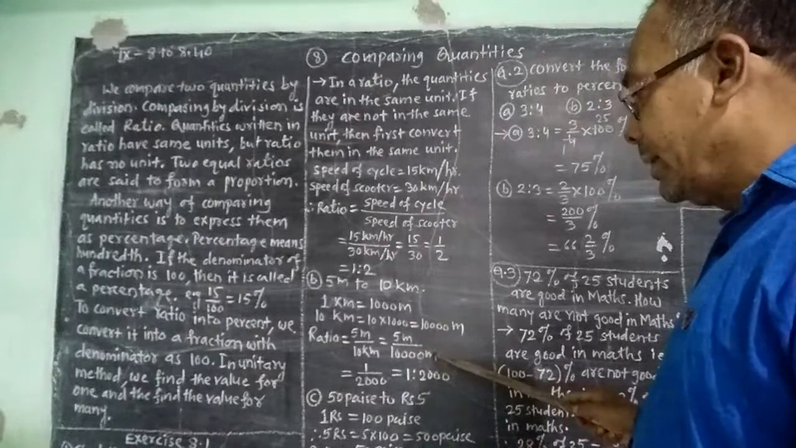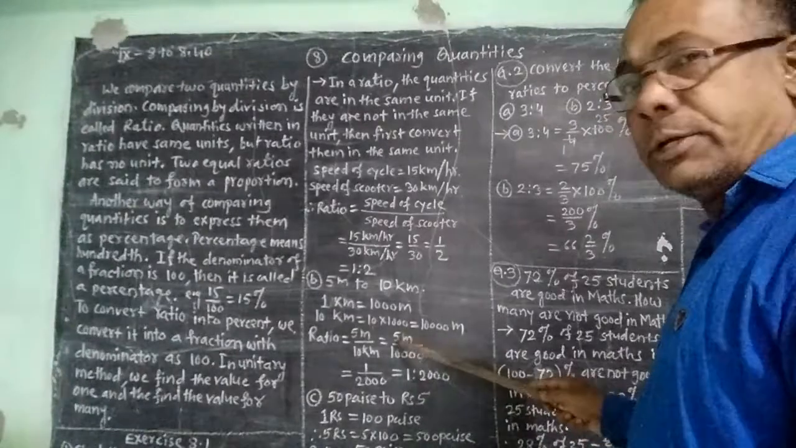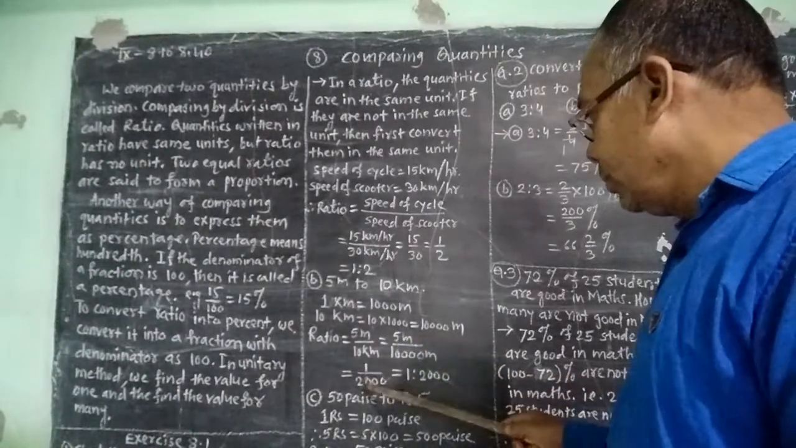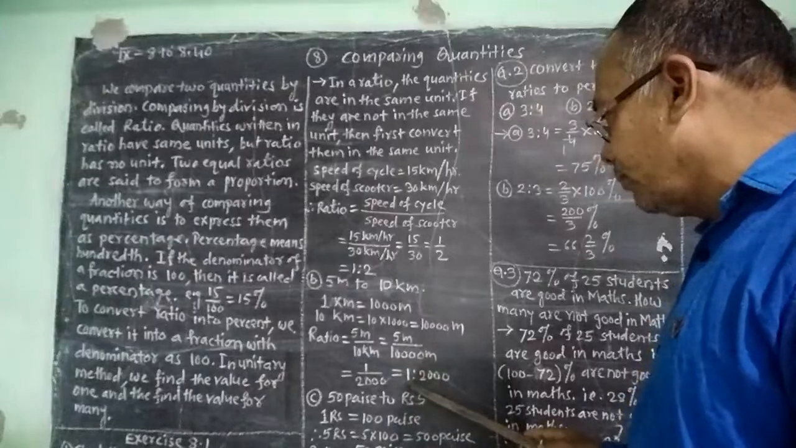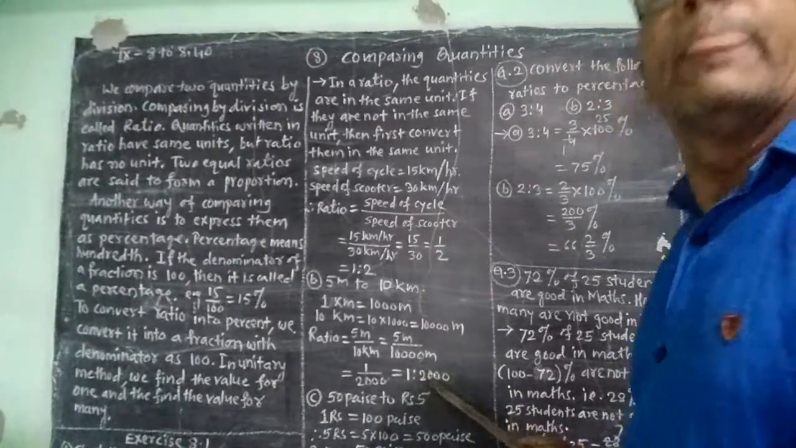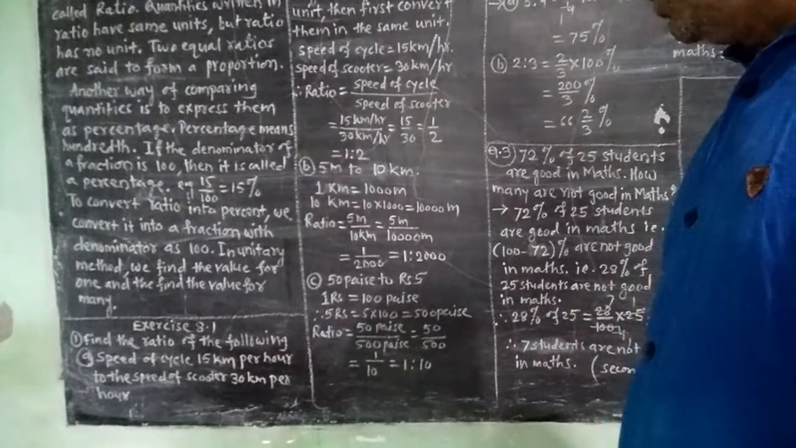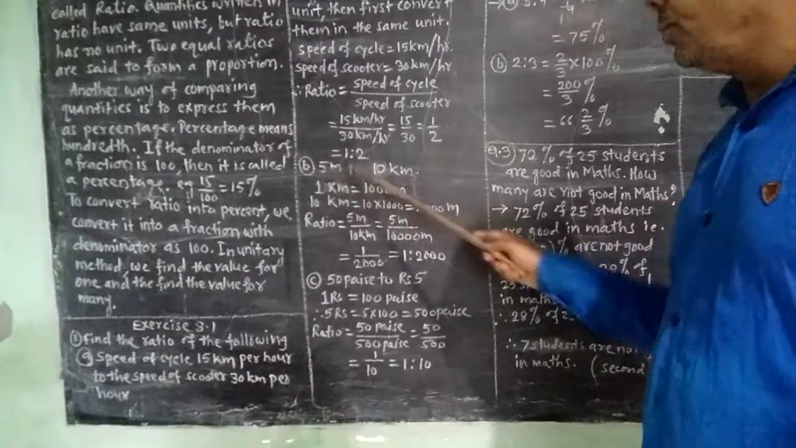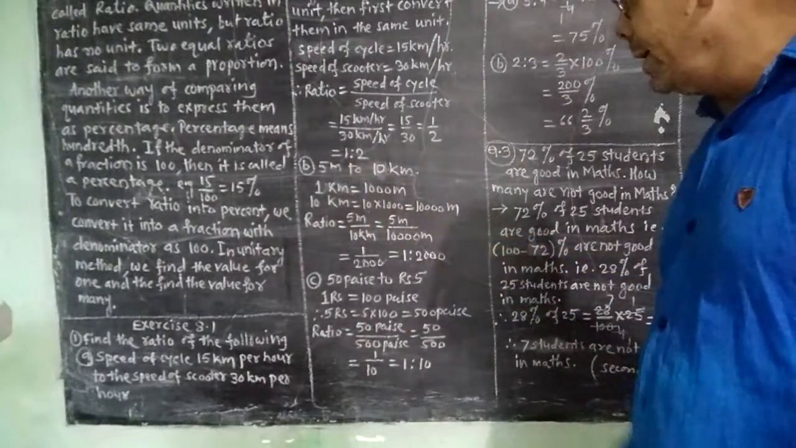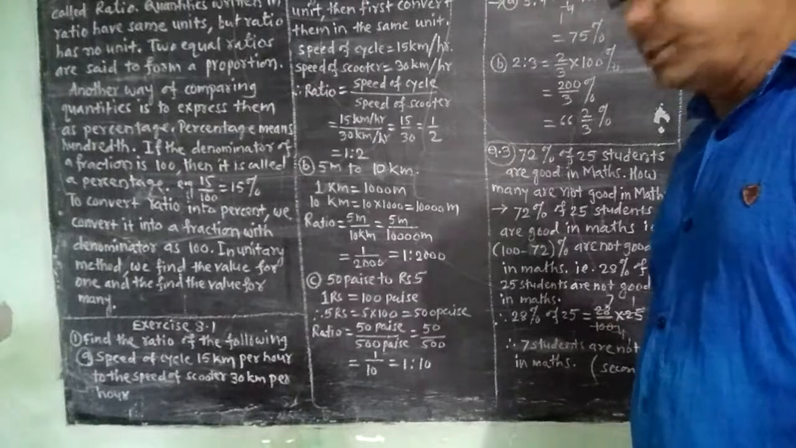Here meter will get cancelled. After reduction we will get 1/2000, and it can be written as 1:2000. So in this way we find the ratio of 5 meter to 10 kilometer by converting them into equal units.